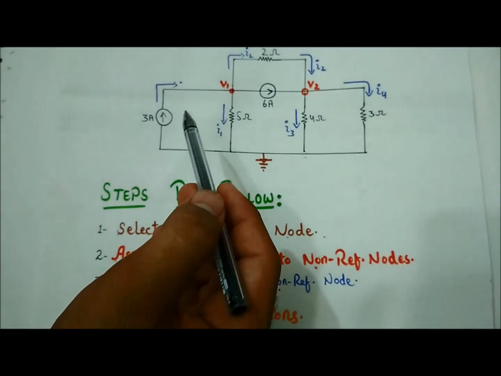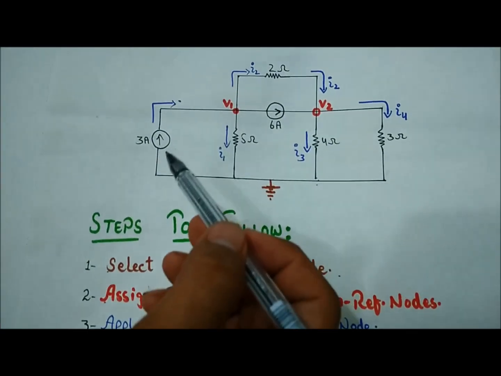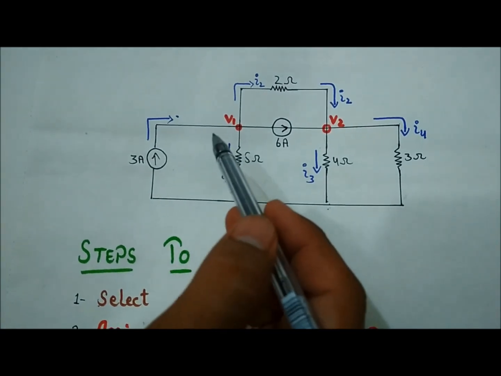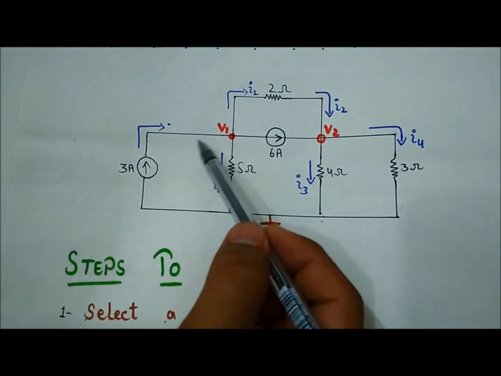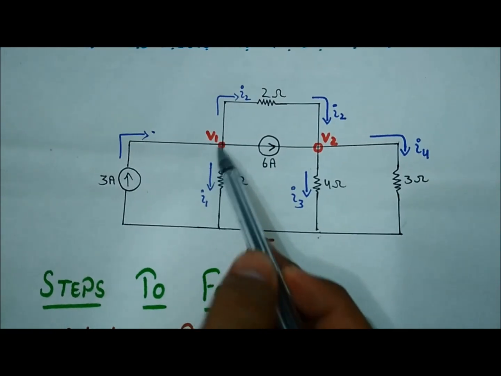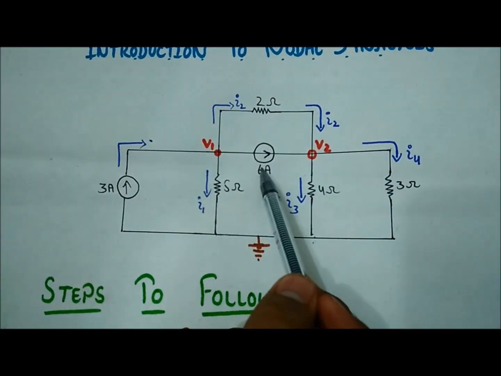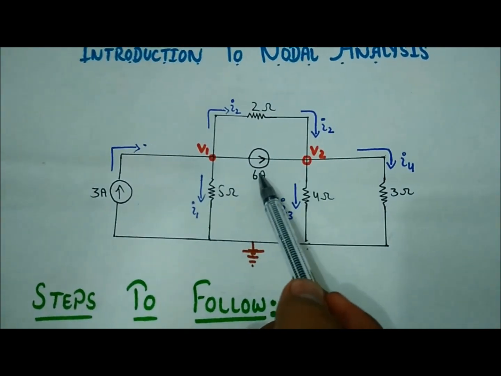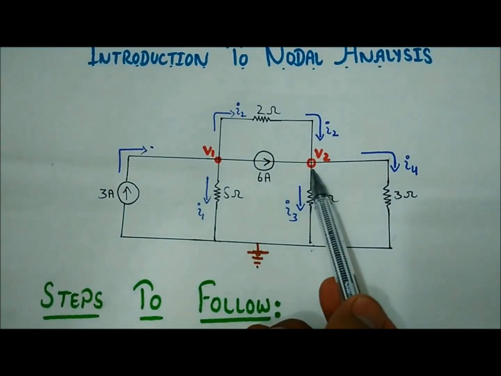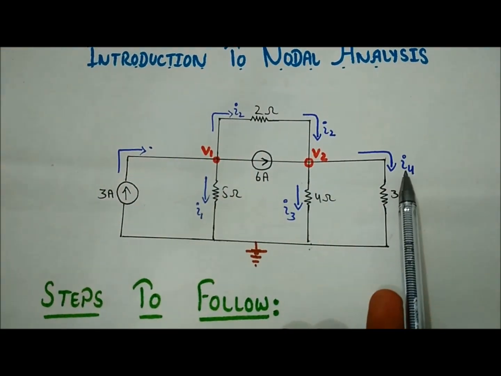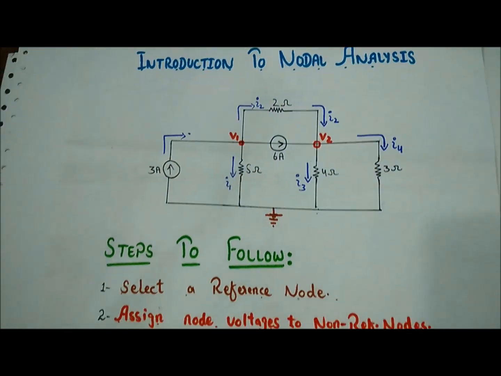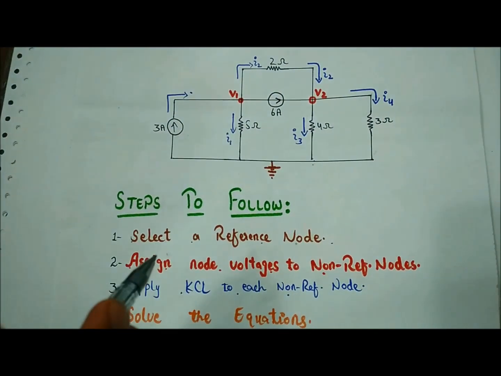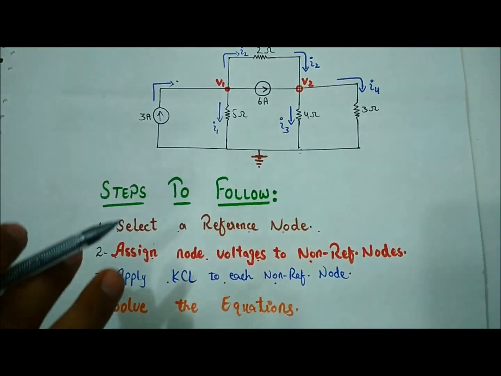To apply KCL on each non-reference node, we have to draw the direction of current entering and leaving the node. On V1, the current 3 ampere is entering the node, and I1, I2 and 6 ampere are leaving the node V1. On V2, current 6 ampere and I2 are entering the node, and I3 and I4 are leaving the node. So here is the complete stepwise procedure.